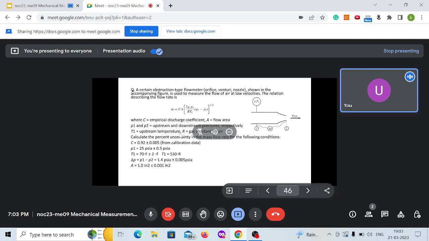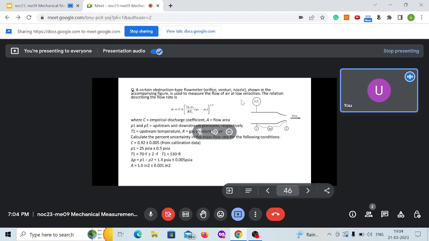So moving on to the next question, you have to measure a flow. You have a flow meter with an obstruction, which can be an orifice, venturi, or a nozzle. A diagram of it has been given. We use it to measure the flow of air at low velocity. You need to find the flow rate of air, and this is the flow meter. You are measuring pressure and temperature at the inlet, and also the pressure difference between two points.